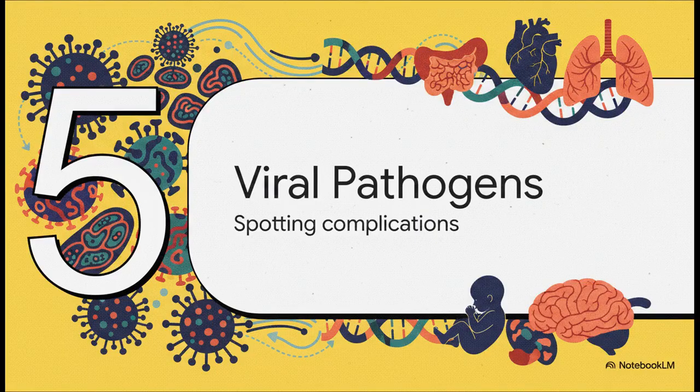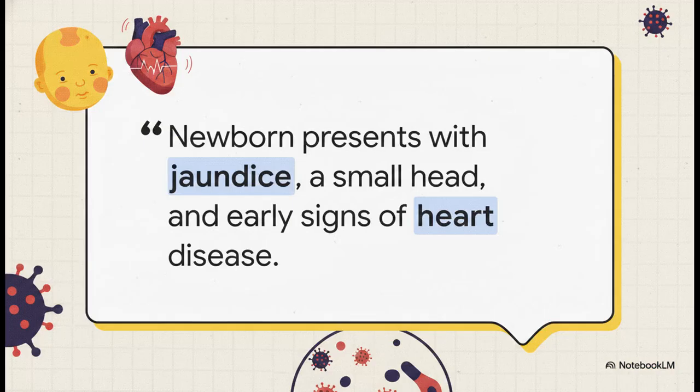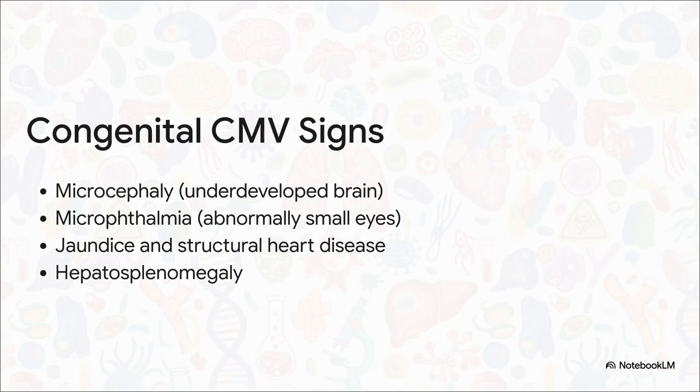Finally, we've made it to Section 5, viral and congenital pathogens, spotting systemic complications early. Consider this heartbreaking clinical vignette. Newborn presents with jaundice, an abnormally small head circumference, and early signs of heart disease. Whenever you see a newborn presenting with these very specific, overlapping systemic failures, it points us straight toward one major congenital viral pathogen. And that pathogen is congenital cytomegalovirus, or CMV.